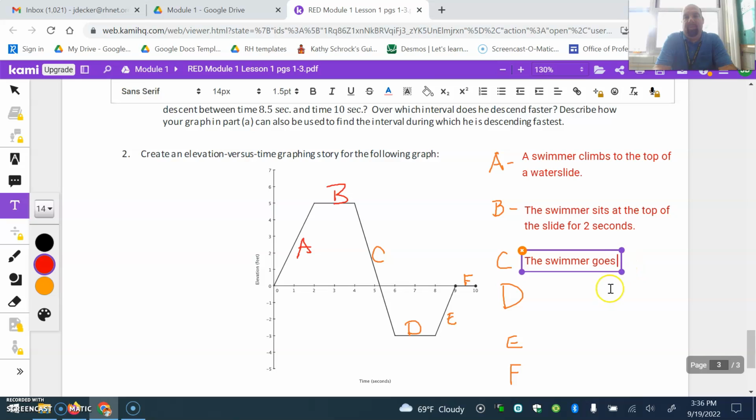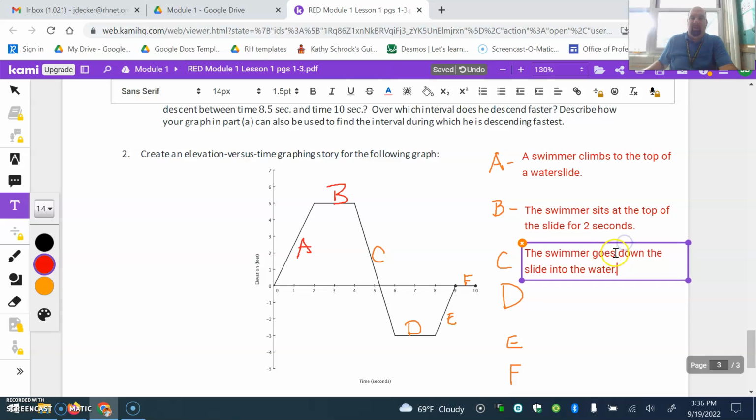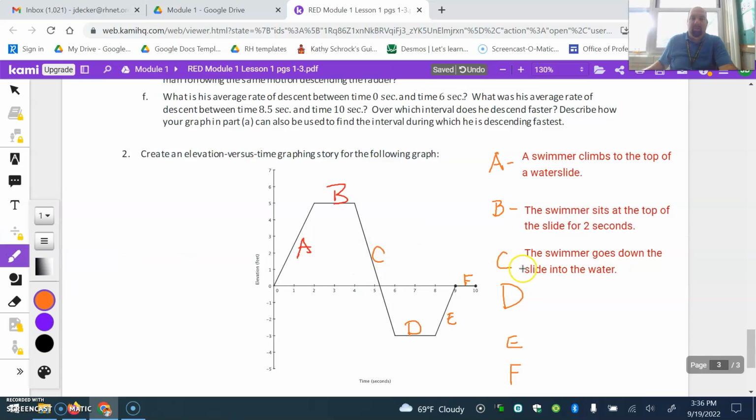Swimmer goes down the slide into the water. All right, I'm actually going to stop there. What I'll ask you to do is, if you are still having trouble finishing your story, there's only a couple of parts left. This part D, where the swimmer is in the water. E, something is happening there, and in my case, F, something is happening there.